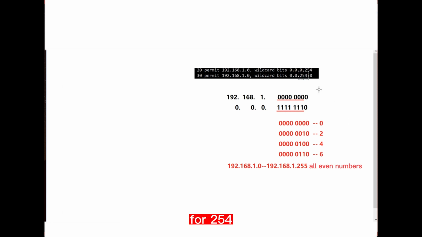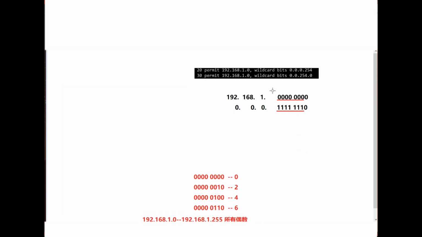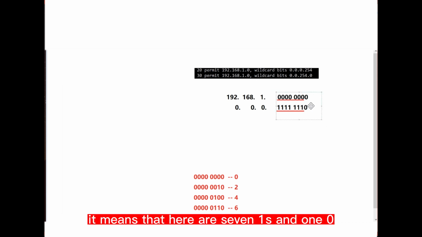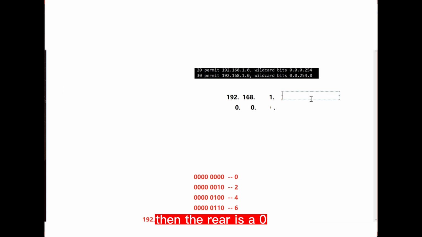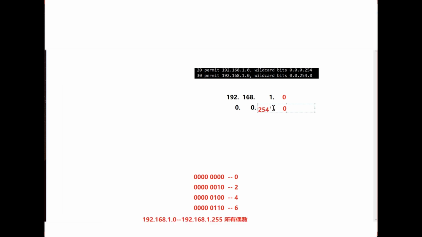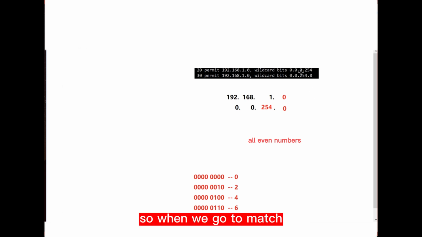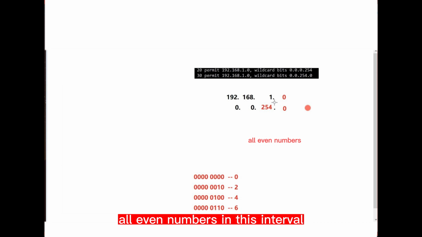For 254 in the last octet, after 1.0 there is a 254. It means that here are 7 ones and 1 zero. Then below this is 0, which represents that the last digit is fixed. The last bit in 254 is 0, and so when we go to match, it is equivalent to matching all even numbers in this interval.